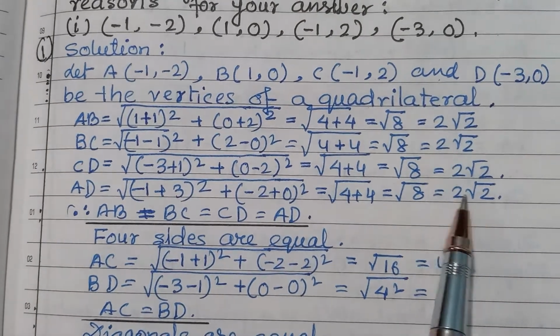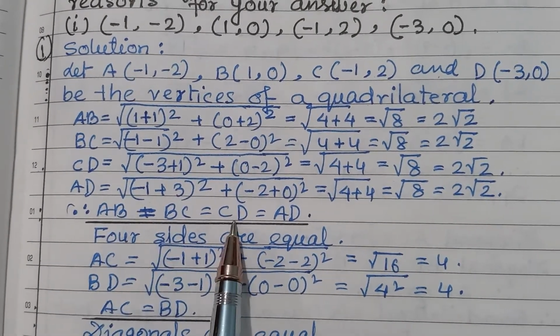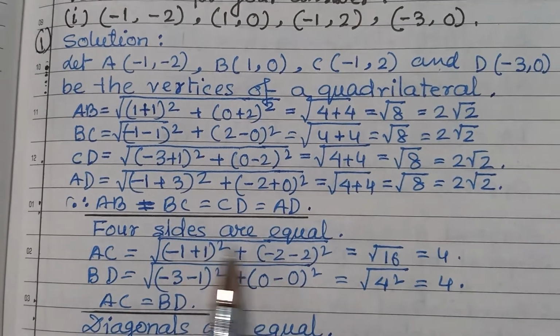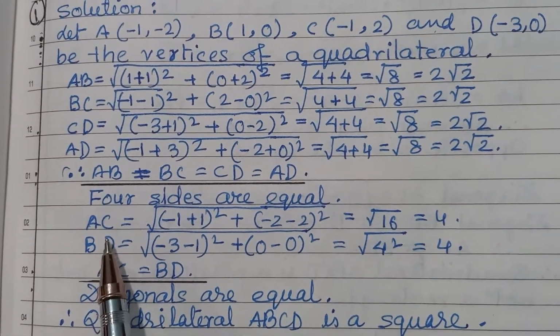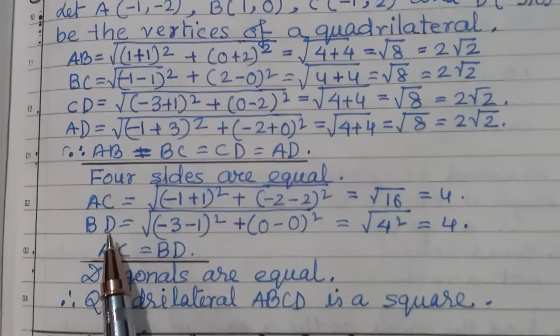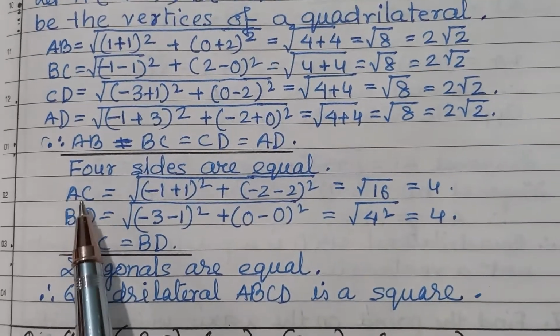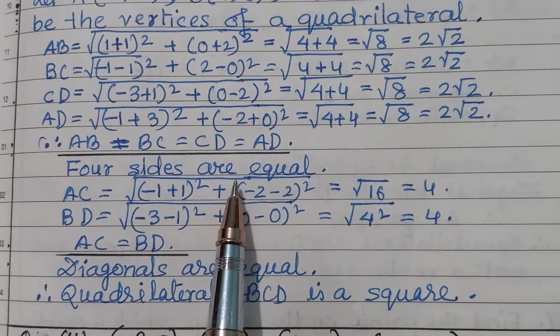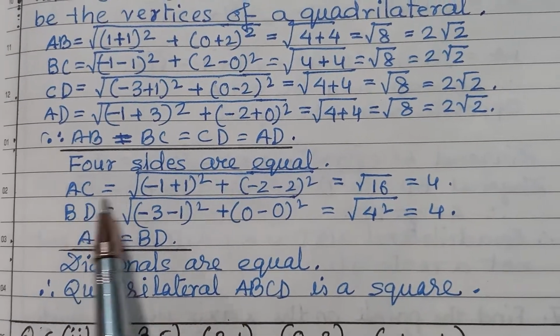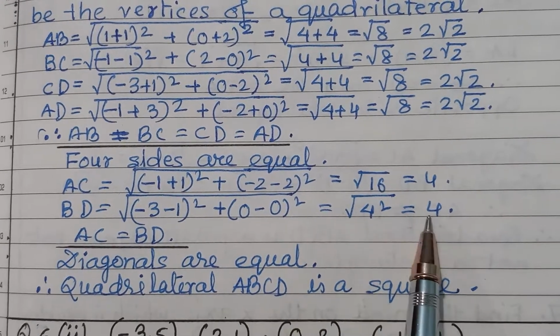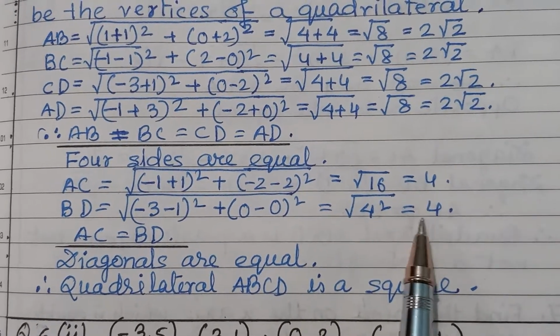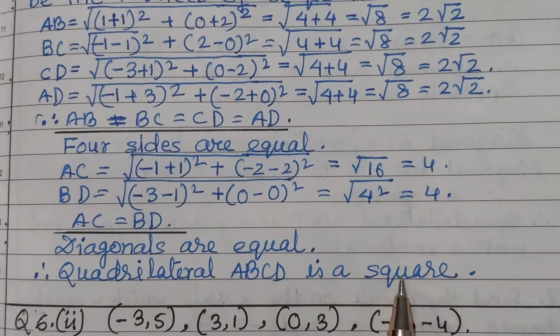Now we have got AB equal to BC equal to CD equal to AD. All 4 sides are equal. Next we have to check the diagonals. If the diagonals are also equal, then it is a square, and if the diagonals are not equal, then it is a rhombus. Diagonal AC is equal to 4 and BD is equal to 4. So the diagonals are equal, therefore it is a square.